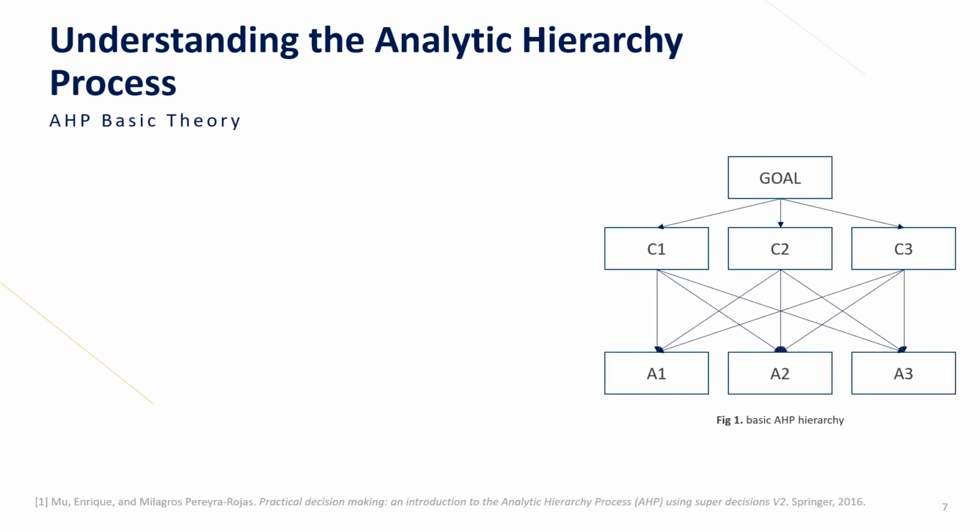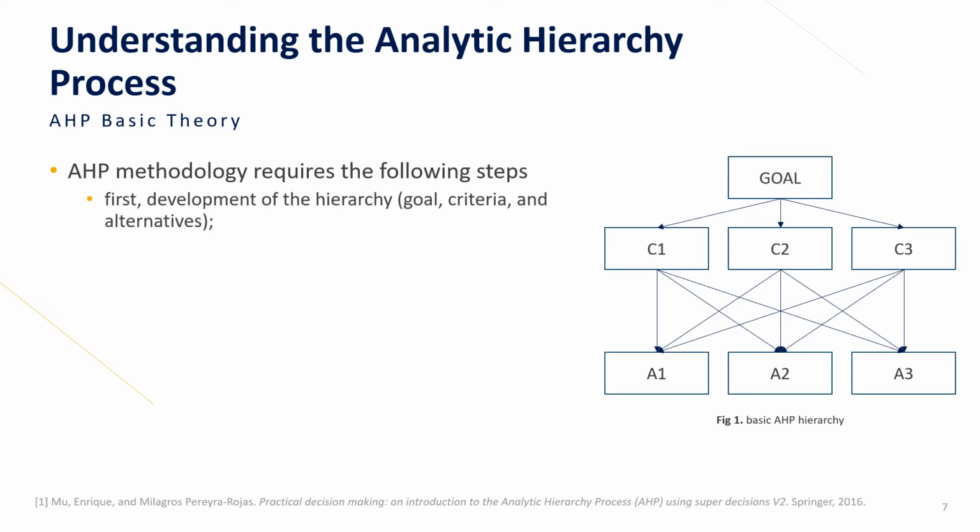Okay, first let's discuss the basic theory of AHP. In order to use AHP for decision making, you need to follow several steps. First, you need to develop a hierarchy, and a hierarchy consists of goal, criteria, and alternatives. So basically, what is the goal? The goal is the one thing that you would like to achieve from your decision.